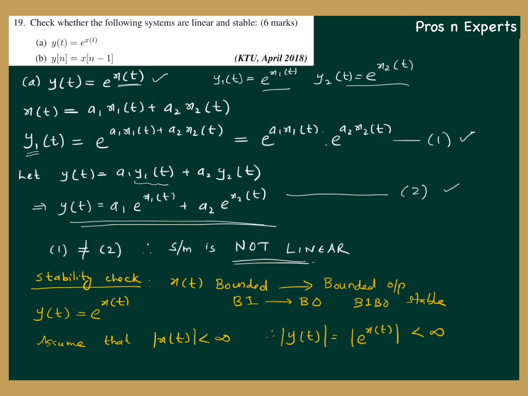If x of t was unbounded, then e raised to x of t would give you an unbounded amplitude, right? Increasing exponential. But if x of t is bounded or converging, then e raised to x of t will also be converging, which implies the system is stable. System is BIBO stable.